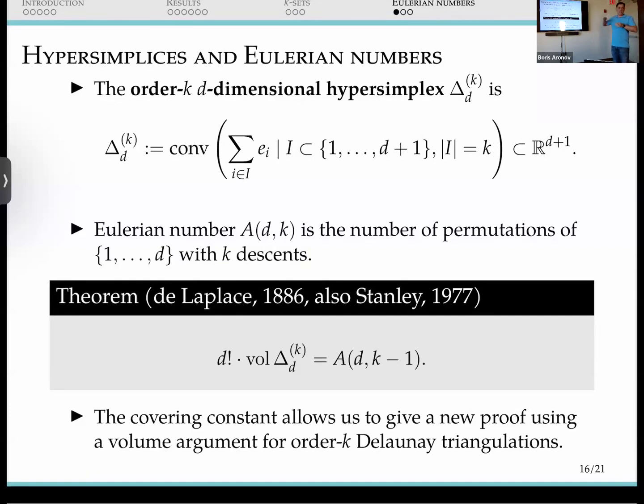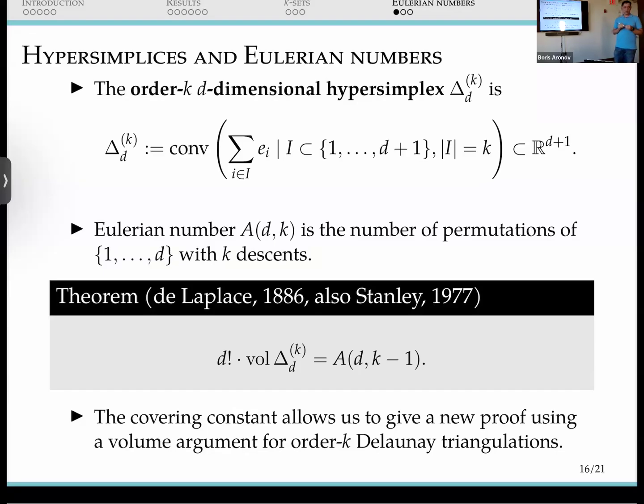You can think of that as a slice of the d+1 dimensional cube, right? So if we consider the d+1 dimensional standard 0,1 cube, and the vertices of the cube with sum of coordinates equal to k, then that's a d-dimensional polytope, and that's what we call the order k d-dimensional hypersimplex. There are slight differences in how you define parameters, so sometimes there's a difference in dimension by one, but that's what I'm going to use.